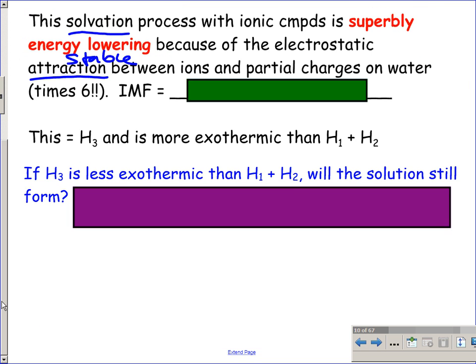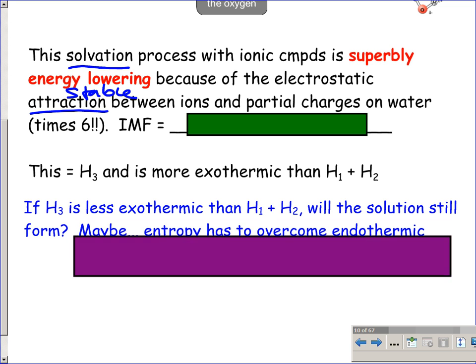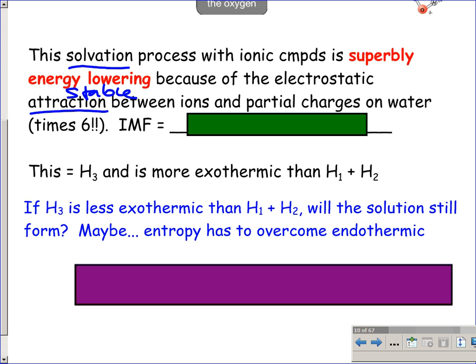And so delta H1, delta H2 can be lesser in magnitude than delta H3, so it's going to cause it to overall be exothermic. But what if delta H3 is less exothermic than H1 and H2 together? Overall endothermic. Will it still happen? Only if delta S is high. Yeah, if you have a high amount of entropy. Okay, entropy has to overcome the endothermic nature of this.